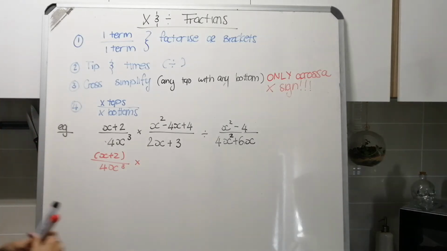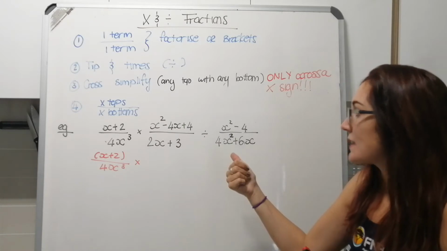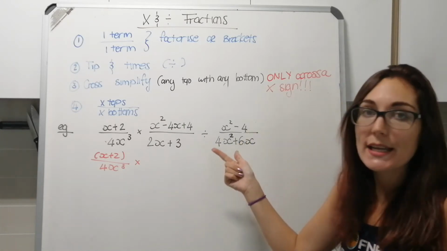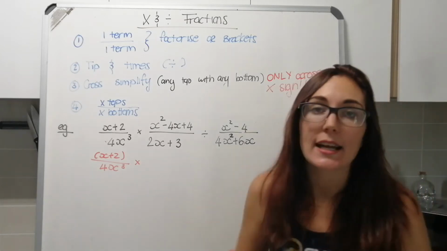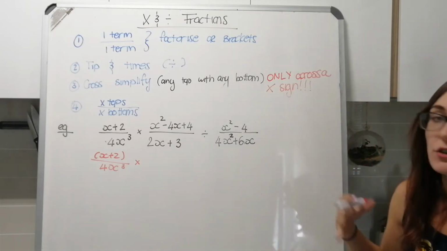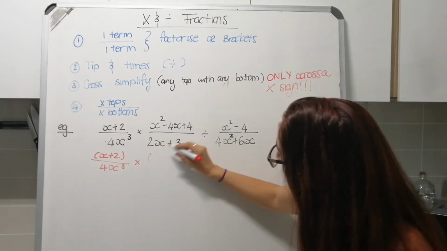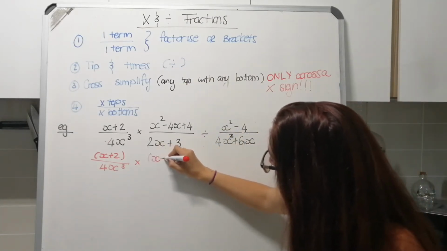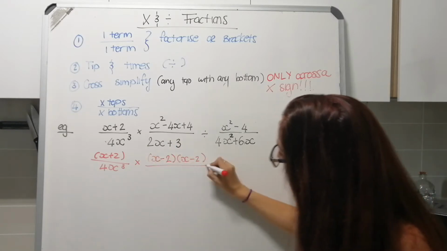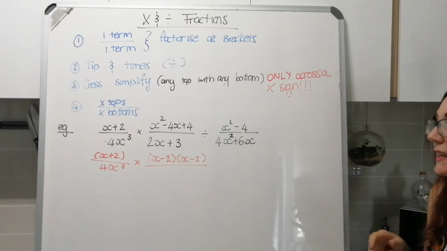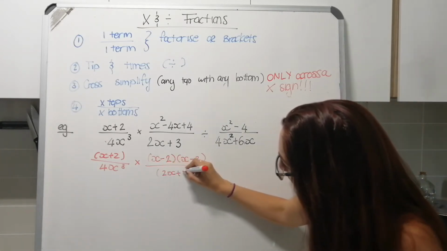Times x squared minus 4x plus 4. So common factor, aren't any. Difference of squares, it isn't. It is actually a type A trinomial. And when we factorize that, I'm not going to show you the factorization for that now. You should be able to factorize a type A trinomial. We will get x minus 2, x minus 2 over 2x plus 3. Again, we can't factorize that, so we're just going to put it in brackets.